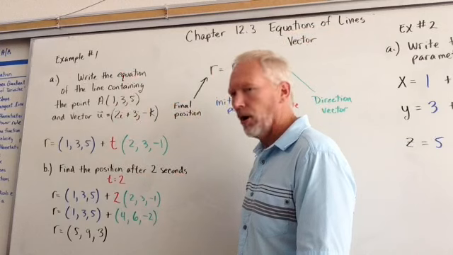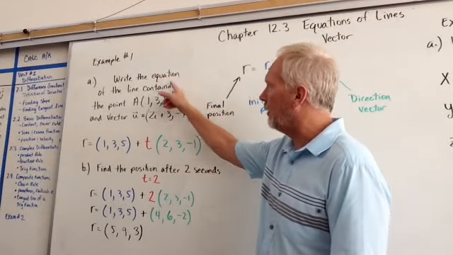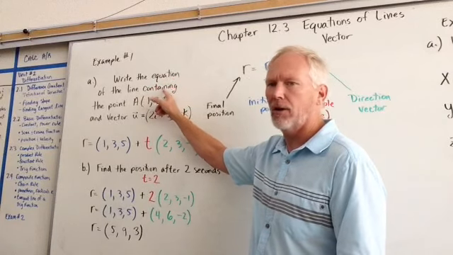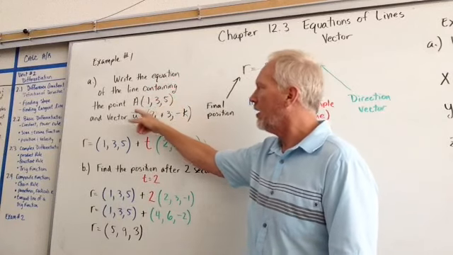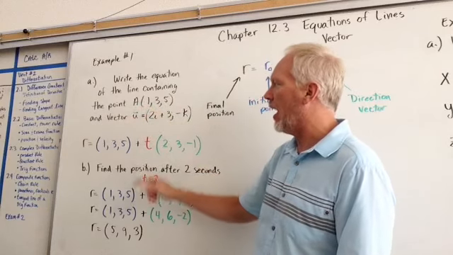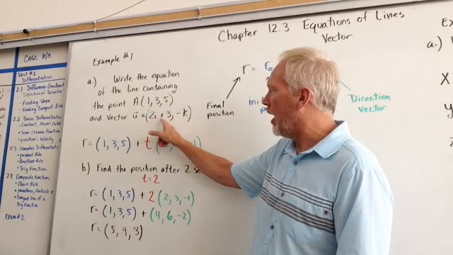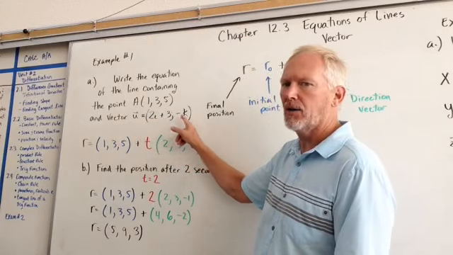Example 1: we are given the vector. Write the equation of the line containing the point A, which is the point (1, 3, 5), and vector u, 2i plus 3j minus k.